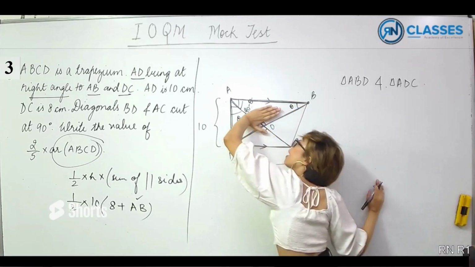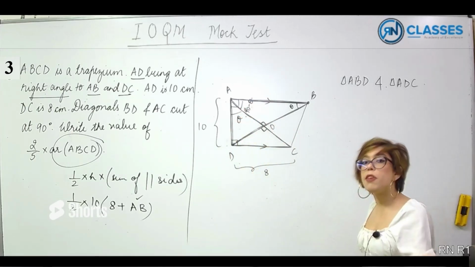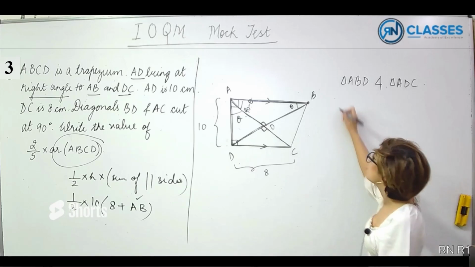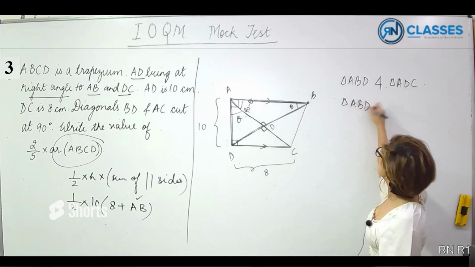So that means this triangle is actually similar to this one. Right? Two angles are equal. So let me write the corresponding parts now. So triangle ABD is similar to triangle.